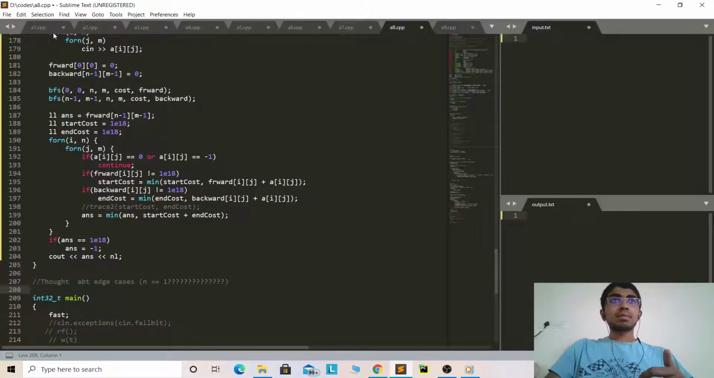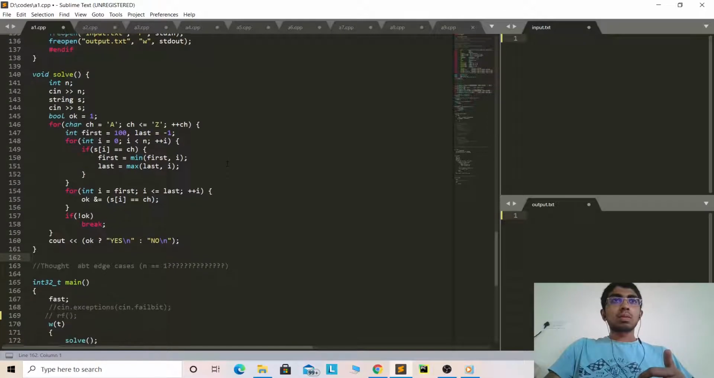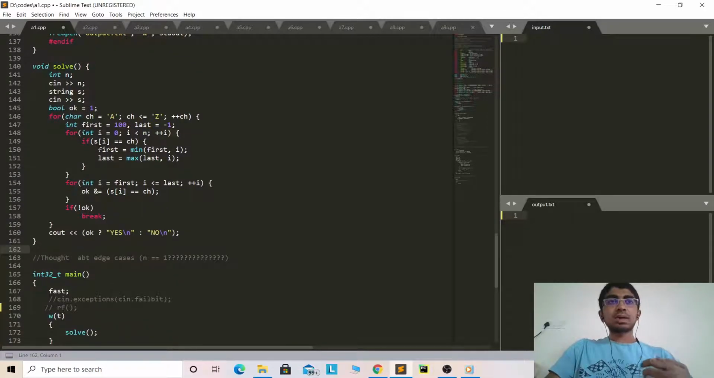For that we can just find the first occurrence and the last occurrence of that character, and we can iterate from the first till the last occurrence, and check if everything in between is equal to that character or not. That's how we do it, and we print yes or no based on that. So that's our problem A, guys.